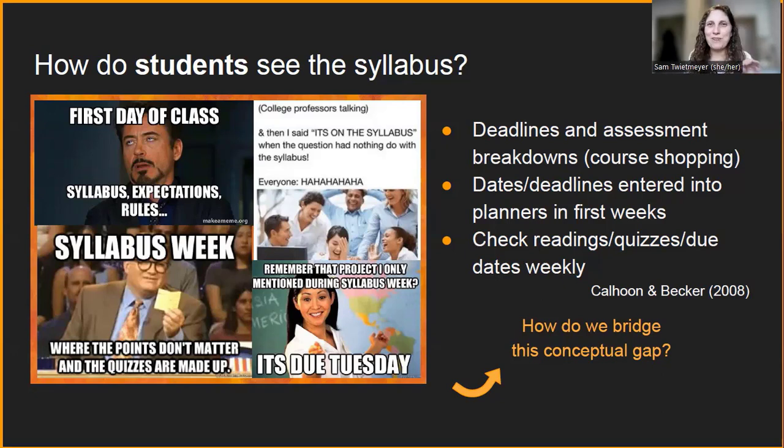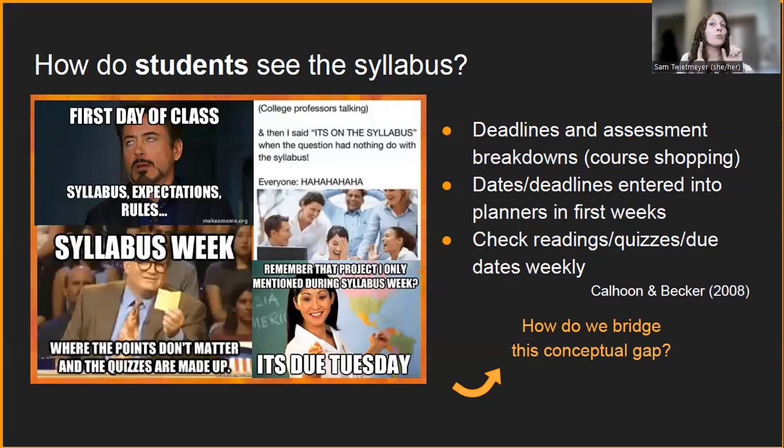So these are some fairly negative opinions about not just Syllabus Week, but the syllabus itself and how it's used in the classroom. What we know is that students generally will skim a syllabus and look specifically for deadlines and assessment breakdowns. This is usually a piece related to course shopping. They're skimming it to see if they actually want to take the course, and so they'll look at the deadlines and assessment breakdowns. In the first few weeks of class, they're likely going to pull the dates and deadlines from the syllabus and enter it into some sort of planner that they're working with.